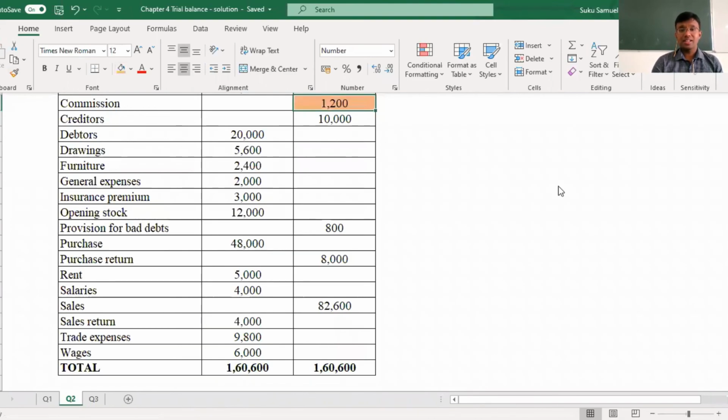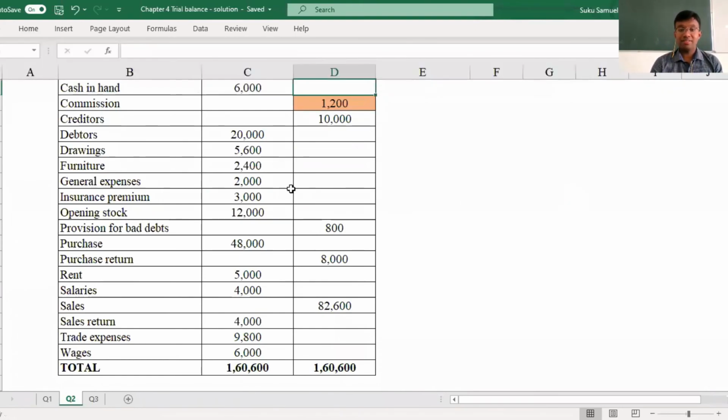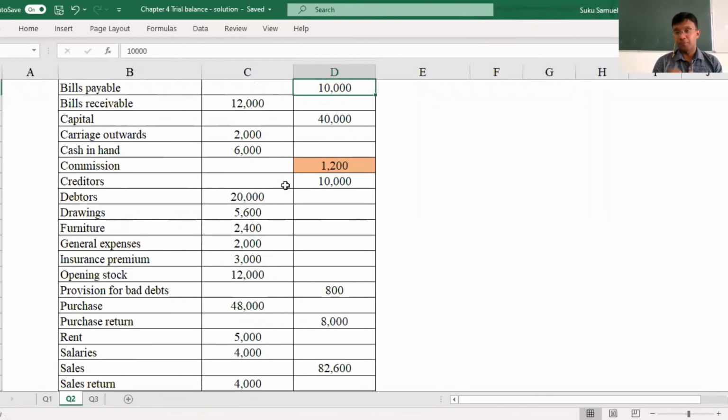Now, in which scenario will commission fall on the credit side? Commission will fall on the credit side when it is an income for you. So when will commission be an income for you? When it is commission received. So here, this commission is commission received.